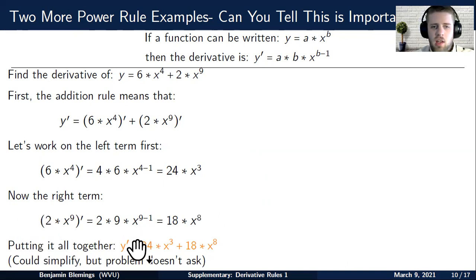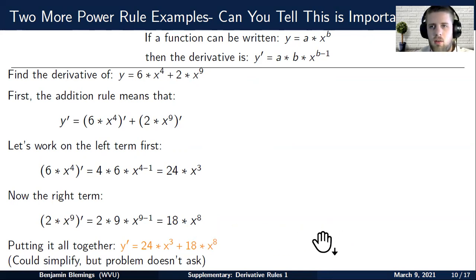And then we can put it all together and say that, all right, the derivative of y equals 6 to the x to the 6 times x to the 4th plus 2x to the 9th equals 24 times x to the 3rd plus 18 times x to the 8th. And this is a fine answer for the derivative of the first function. And so we could simplify, but the problem doesn't ask.